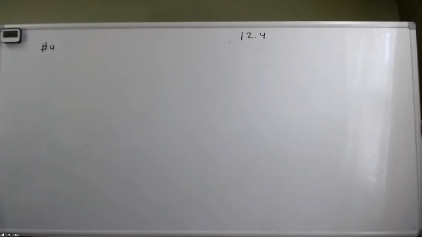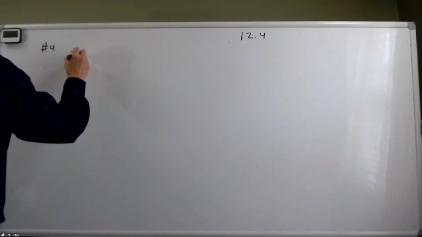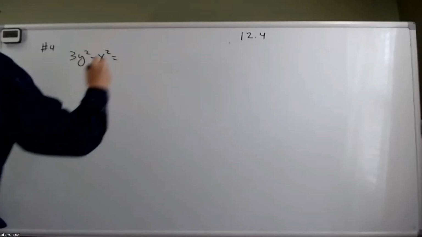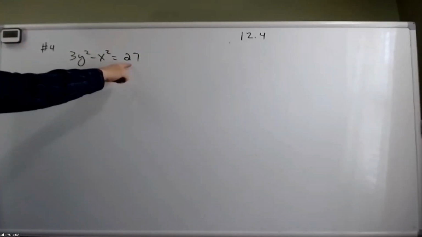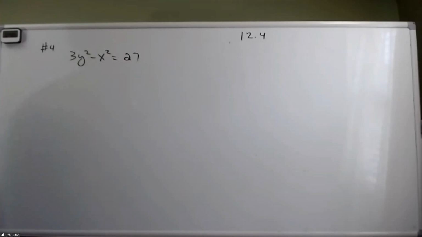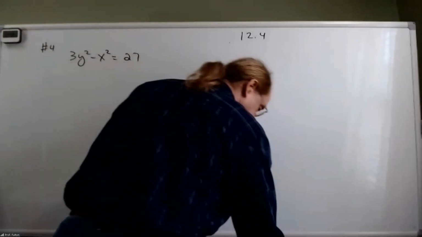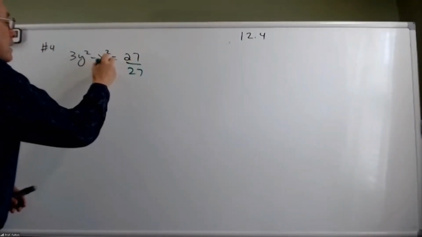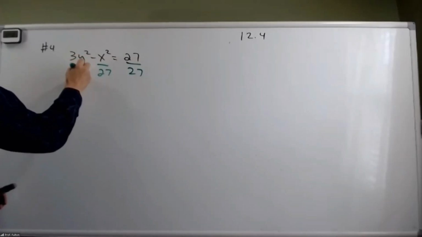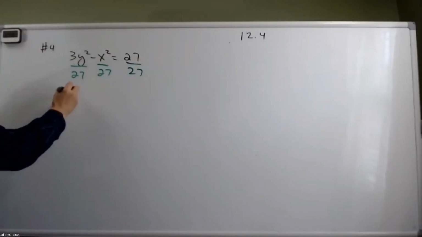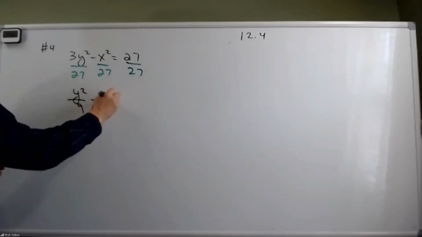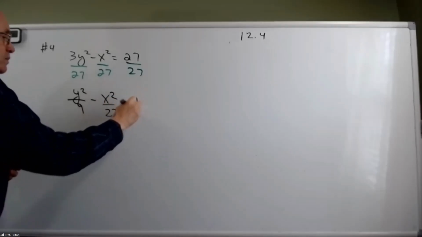Number 4 looks like 3y squared minus x squared is equal to 27. So what we're going to do is get a 1 over there, so we're going to divide everything here by 27. What do I have? I get y squared over 9 minus x squared over 27 is equal to 1.